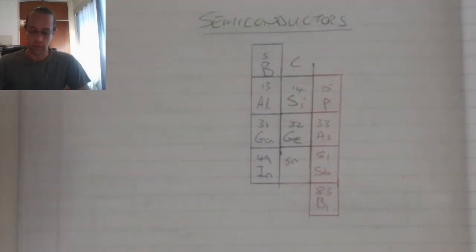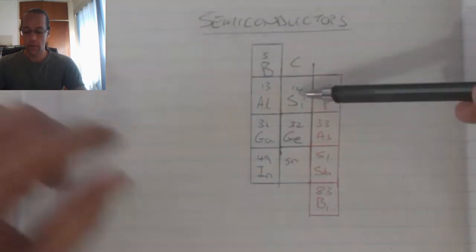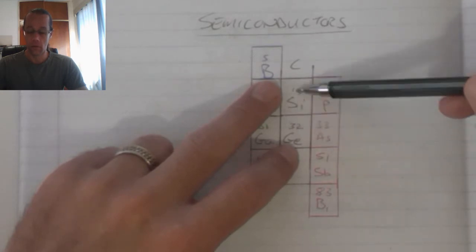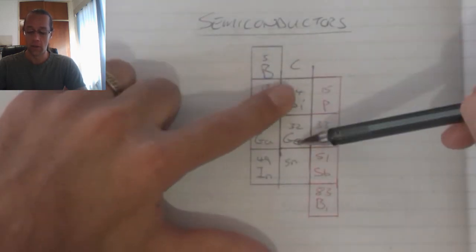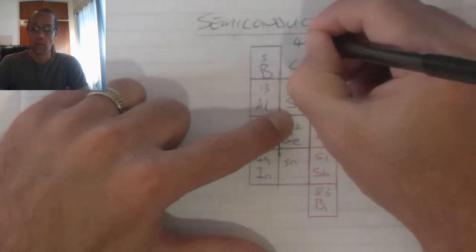And looking at the periodic table, we will see silicon and germanium are the two main components, or main elements, that we use in order to make semiconductors. We either use silicon or we use germanium.